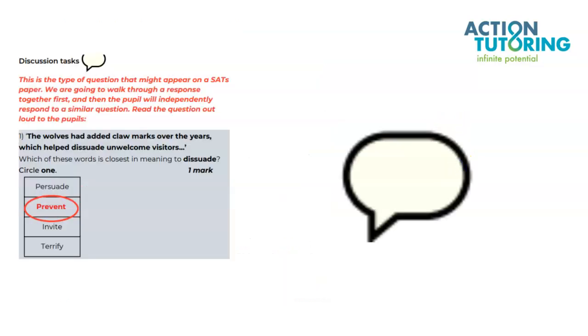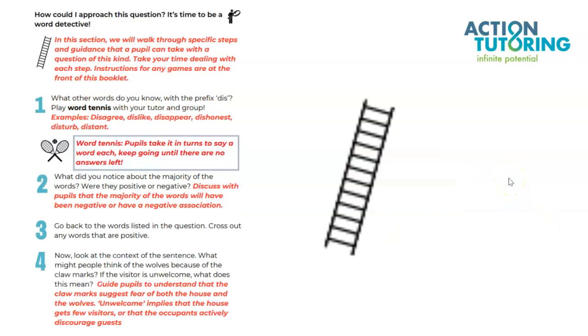Next, the pupils will always walk through a scaffolded response with their tutor using a focus skill. Then the pupils will have a go independently. The discussion tasks are always shown using this speech bubble sign. A question will be given and the tutor should read this question out. There will then be scaffolded steps as to how best to approach this question. Again, this is a discussion-led activity.